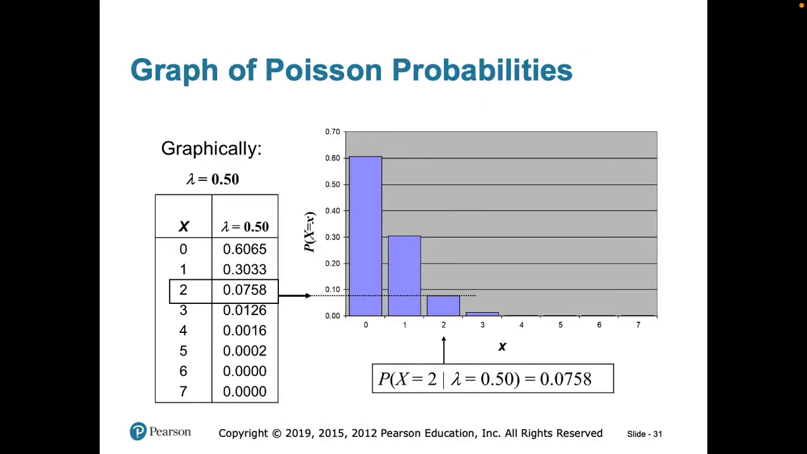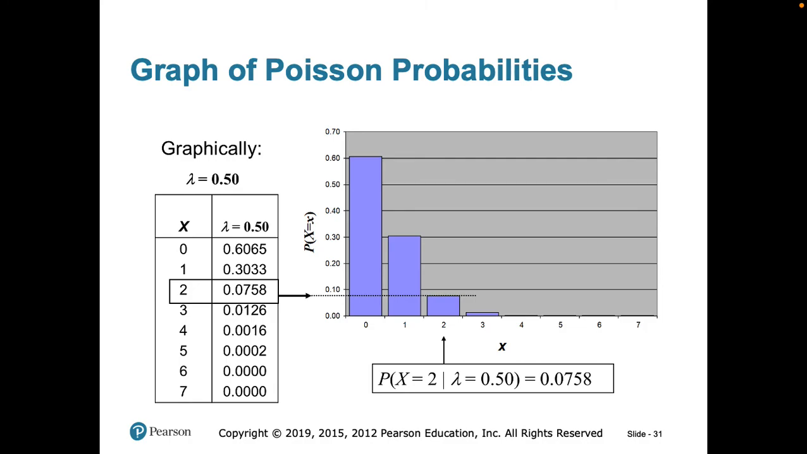Here is how you will graph a Poisson probability. Really easy. You see your values there, and you just put them into the graph. You can see for 0, for example, you have 0.065. For 1, you have 0.3033. So you have all those values. Just put them in there.